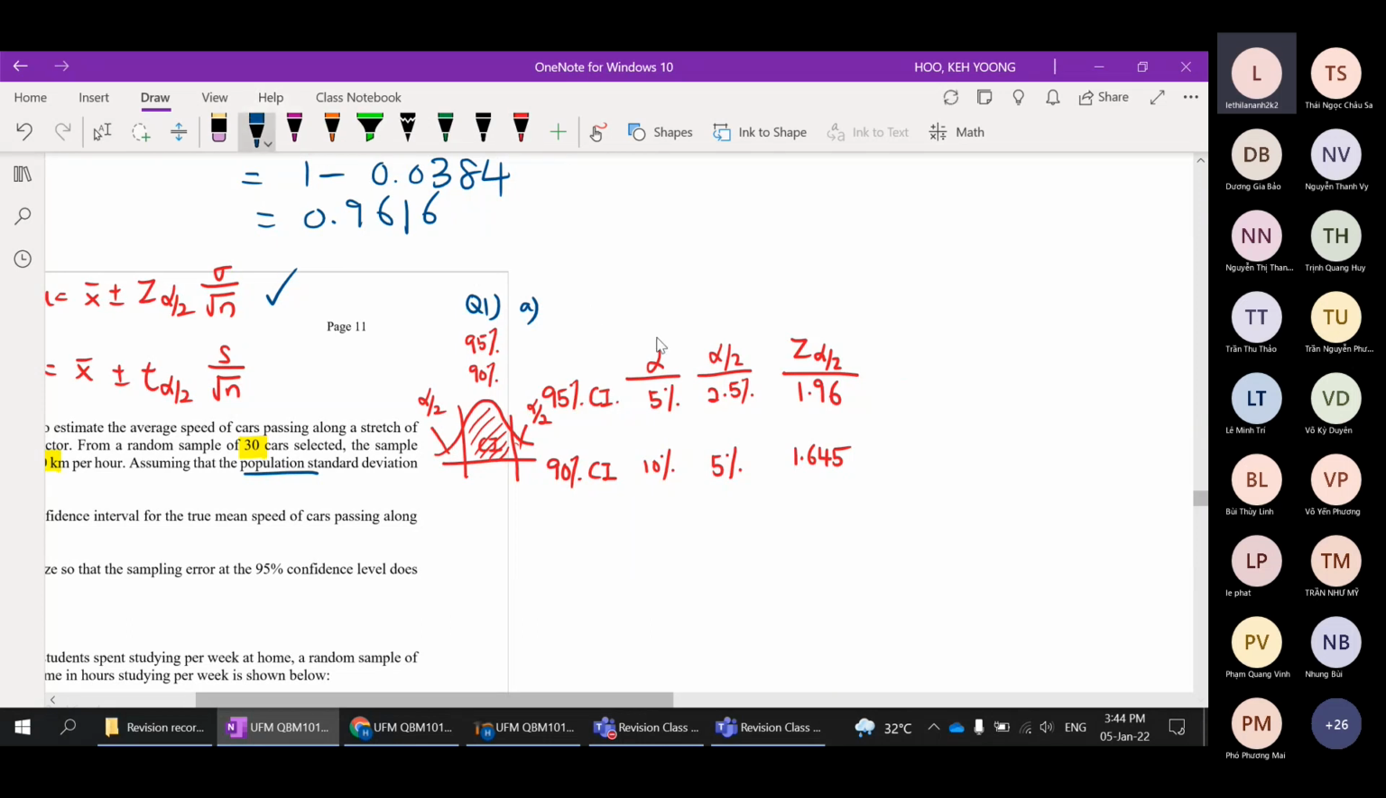So back to this question. We want to find 95%, right? So here we take the sample mean plus or minus the Z value. Here we use 1.96 for the 95% confidence interval. Then multiply by the population standard deviation, which is 10, and divide by the square root of the sample size, 30. You have collected 30 cars. Solve this.